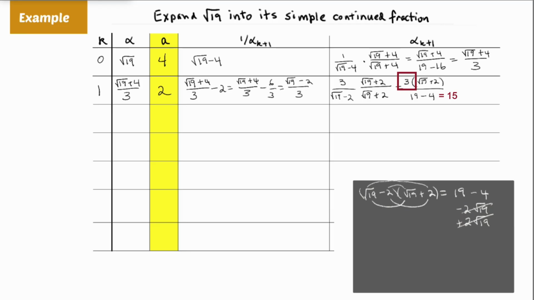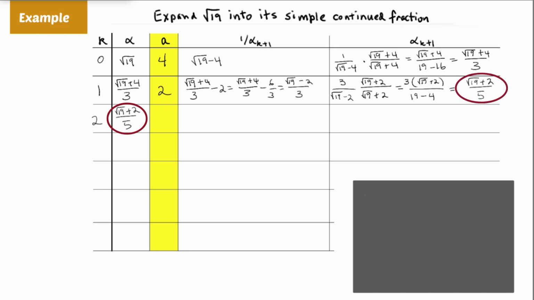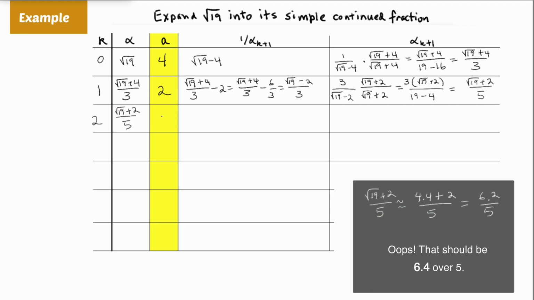3 over 15 simplifies to 1 over 5, so we can rewrite the next alpha as square root of 19 plus 2 over 5. On to the next row. K equals 2, alpha 2 equals square root of 19 plus 2 over 5, which is from the last column in the previous row. This is about equal to 4.4 plus 2 over 5, which is 6.4 over 5. That's 1 point something, so a is 1.